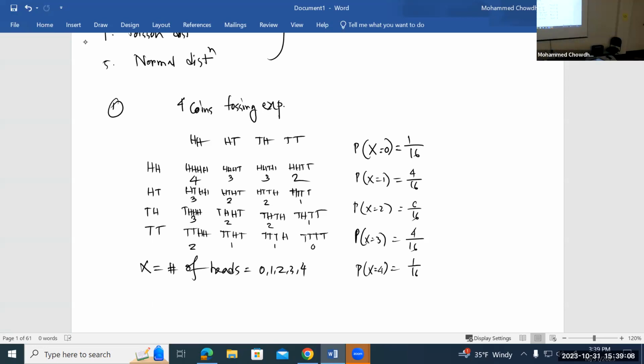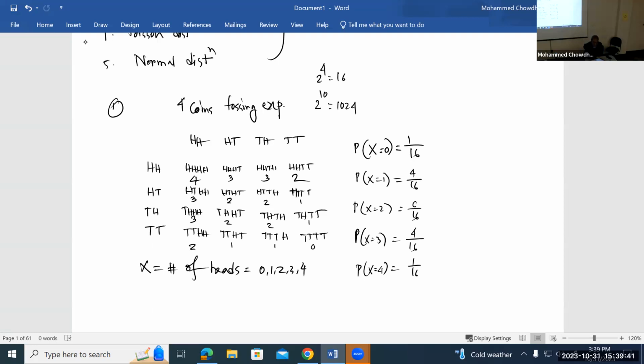Are you okay? Now the problem is, suppose I want to toss the coin 10 times. If you toss the coin 10 times, what will happen? How many sample points? If you toss the coin 4 times, you get 16 sample points. If you toss the coin 10 times, then you get 1024 sample points. Are you understanding? I want to solve this type of problem.